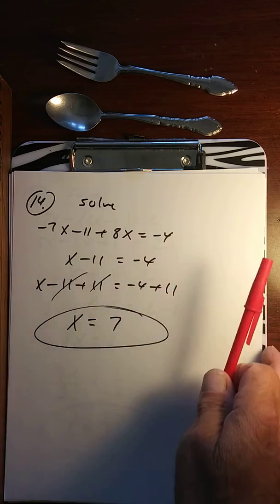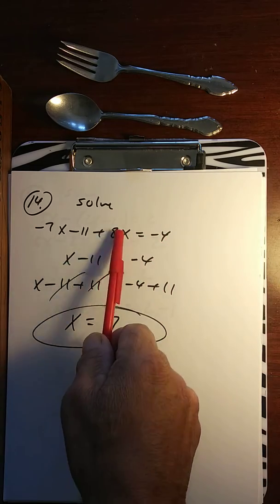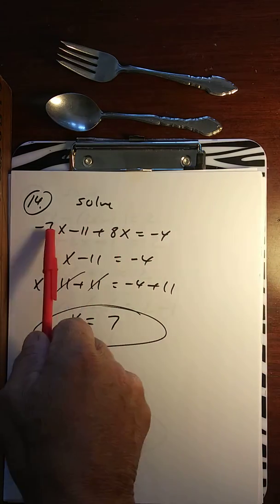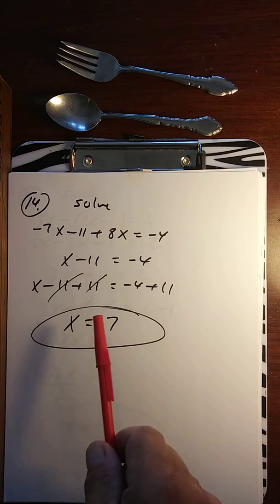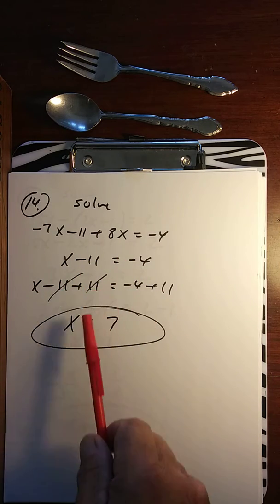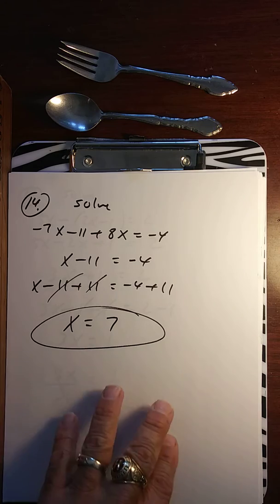Negative 7x minus 11 plus 8x equals negative 4. Put the x's together. 8x minus 7x, 1x minus 11 equals that. Add 11, these are gone. So x equals what? 7.